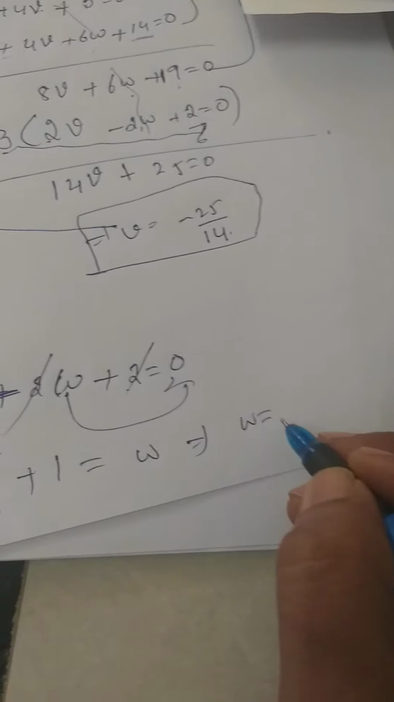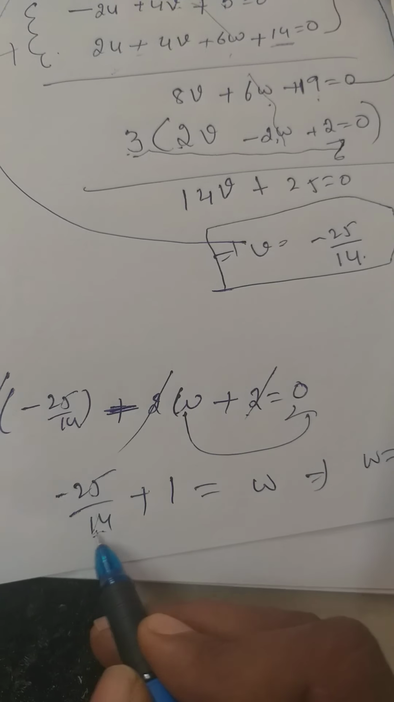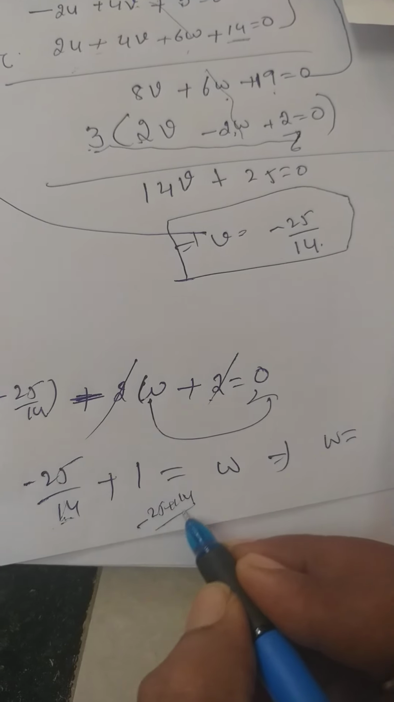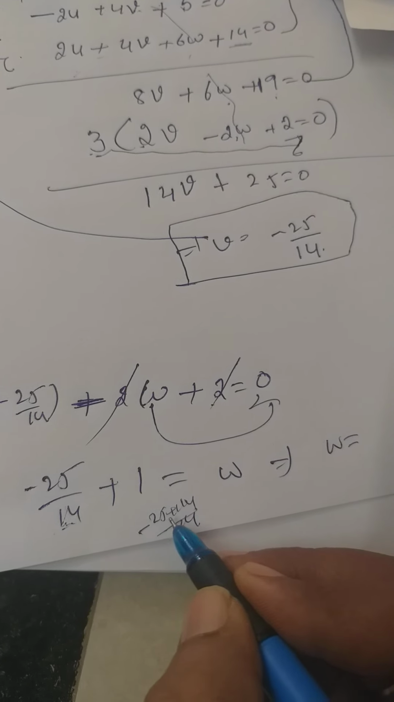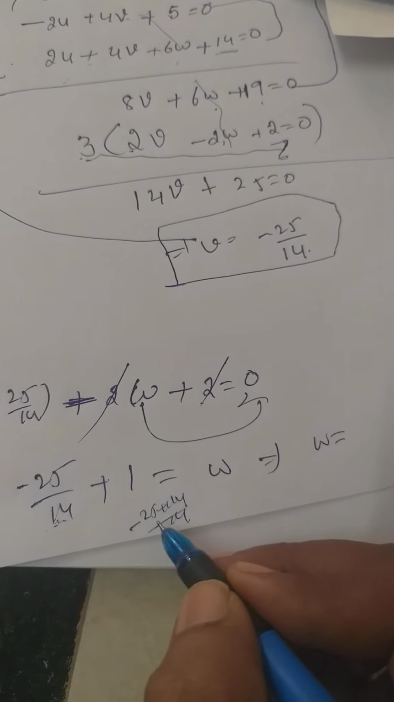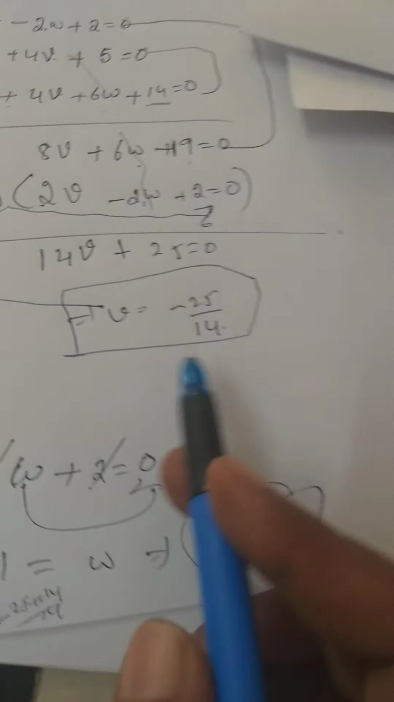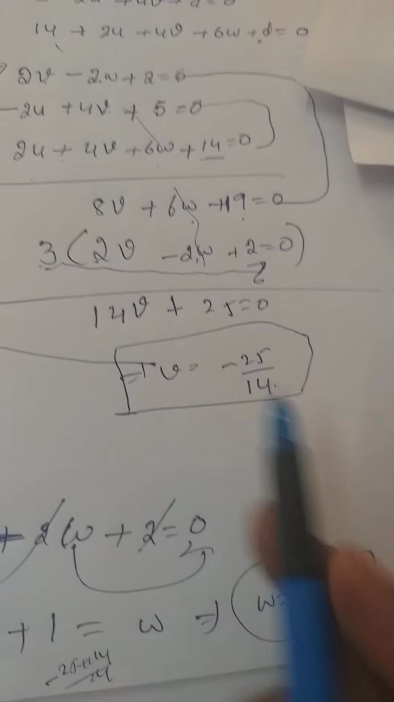That means w is equal to, if you take the LCM, minus 25 plus 14 by 14. Minus 25 plus 14, how much? That is minus 11 by 14. Minus 11 by 14 is the w value. The v value is this one.